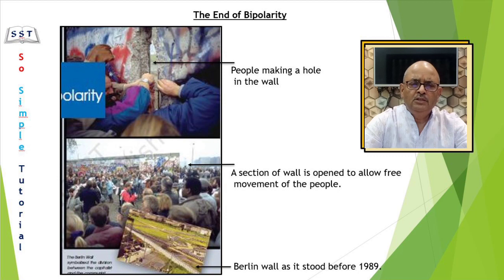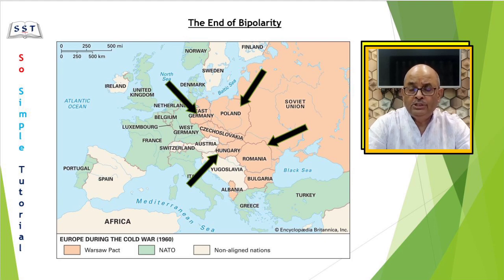Dear students, this wall was finally broken after 28 years by the people on 9th of November 1989. This incident led to the unification of Germany and the beginning of the end of Communist Bloc. Communist Bloc meaning the Eastern Bloc, which generally refers to the USSR plus the Eastern European countries. Look at these countries here: East Germany, Poland, Czechoslovakia, Hungary, Romania, Bulgaria, Albania, etc.